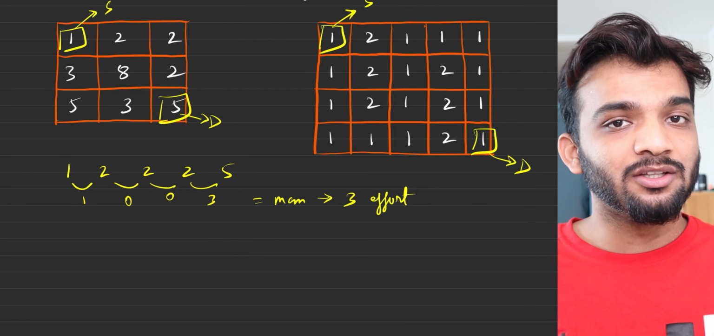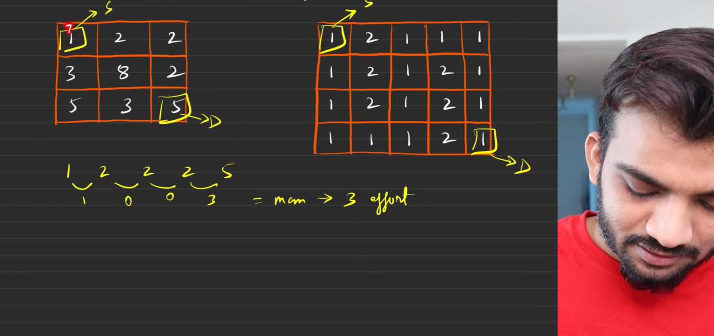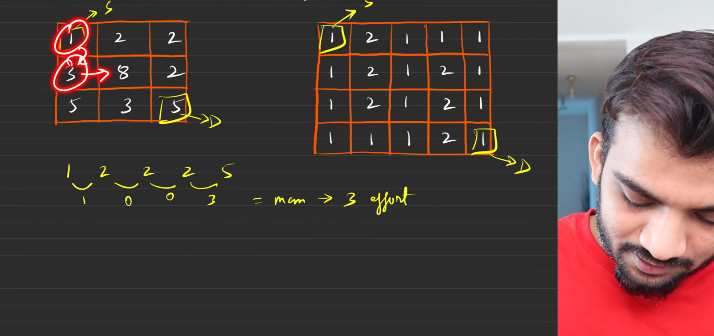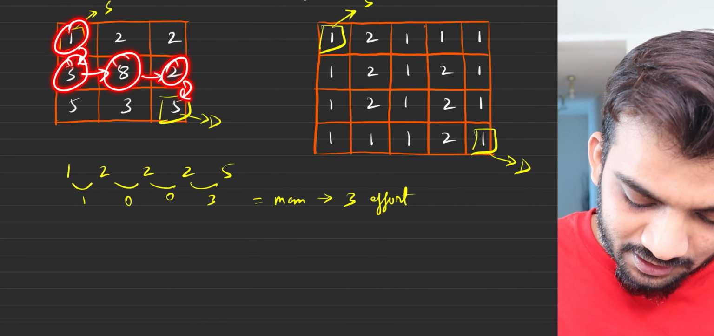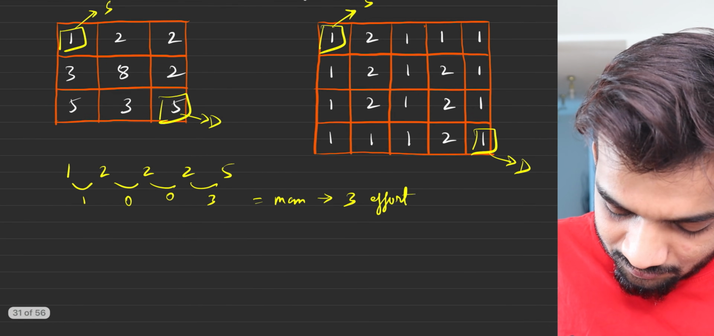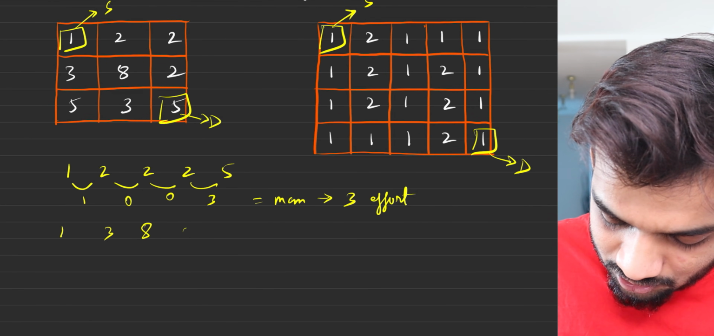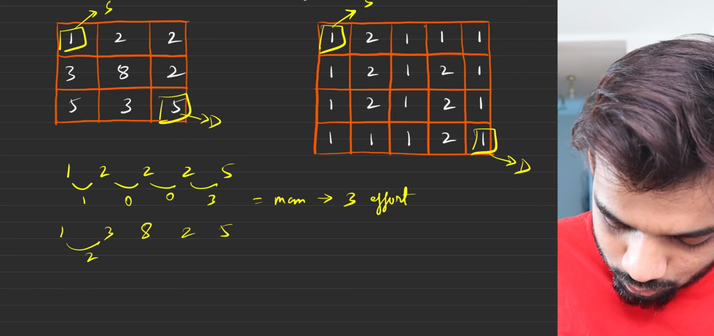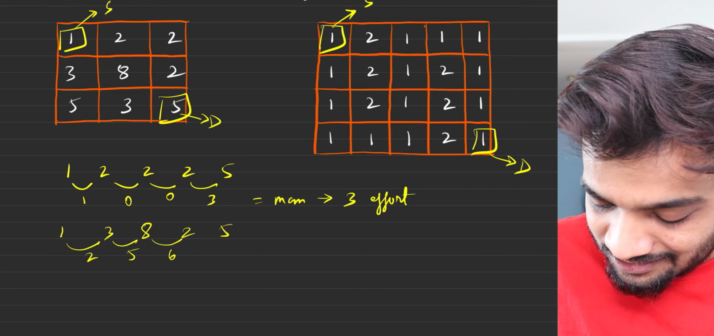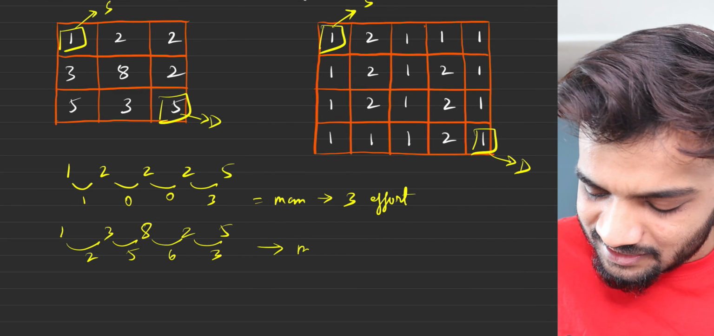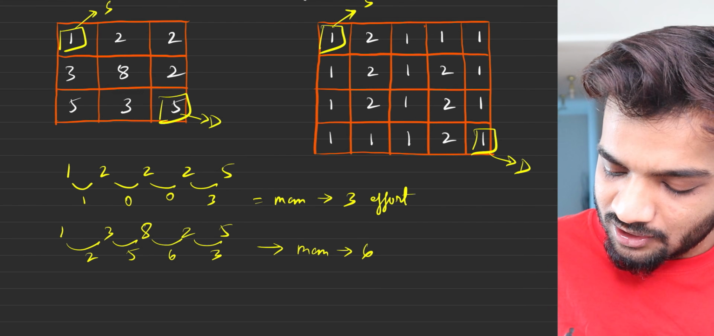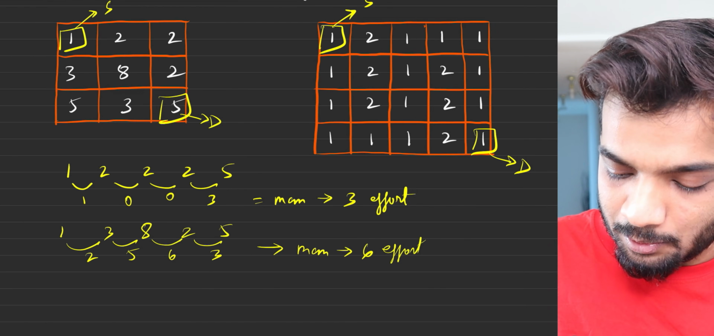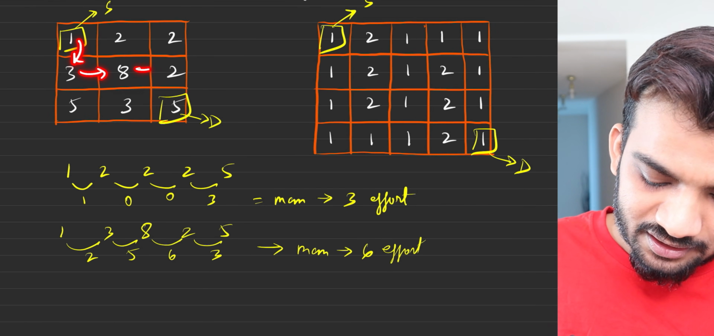But can I have any other path? Let's see. What if I take something like this, something like this, something like this, and something like this, which is 1, 3, 8, 2, 5. The differences are 2, 5, 6, 3. And the max effort is 6. So 6 is the effort it will take if it goes something like this, like this, like this.